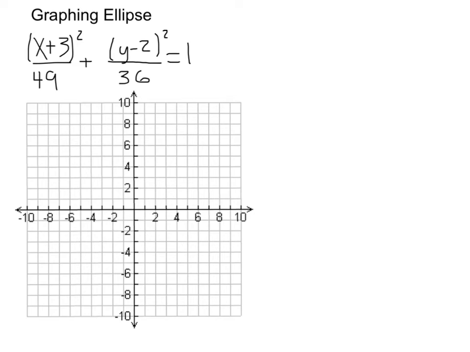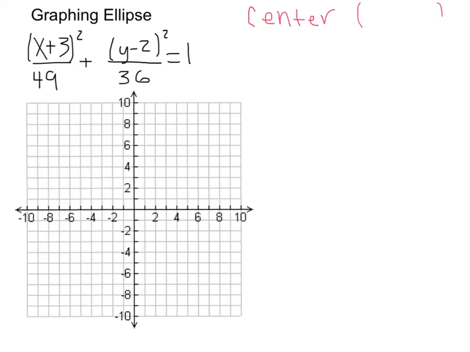We're going to graph the equation (x + 3)² over 49 plus (y − 2)² over 36 equals 1, and that's going to give us the conic section graph of an ellipse. So first thing we need to do is identify the coordinates of the center of our graph.